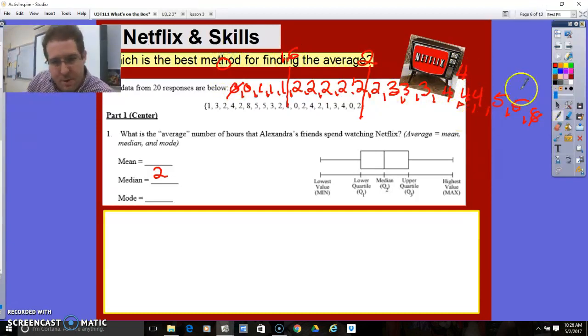That means your lowest number. And your upper extreme is 8, which is your highest number. So those are the 5 points that you need in order to make a box and whisker plot. We'll get to that in just a moment. To find the mean, you would just simply add up all the numbers and divide by 20 because there are 20 numbers in the data.